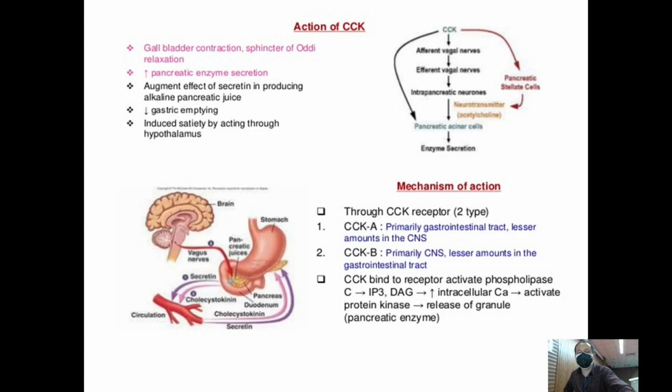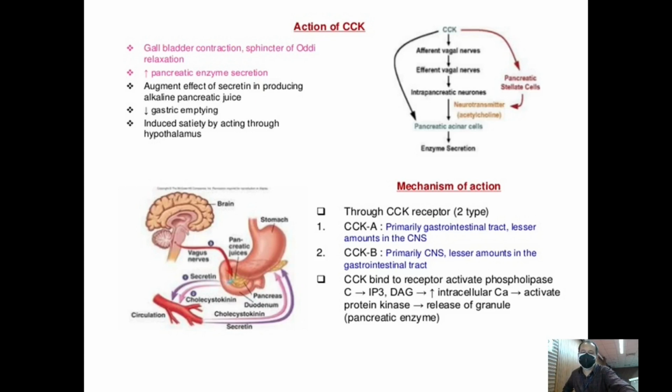You will be reading about this when we go into the exocrine pancreas: trypsin, chymotrypsin, carboxypeptidase, and different enzymes that help in the digestion of protein. Okay, so number three is that it augments the secretion of secretin.